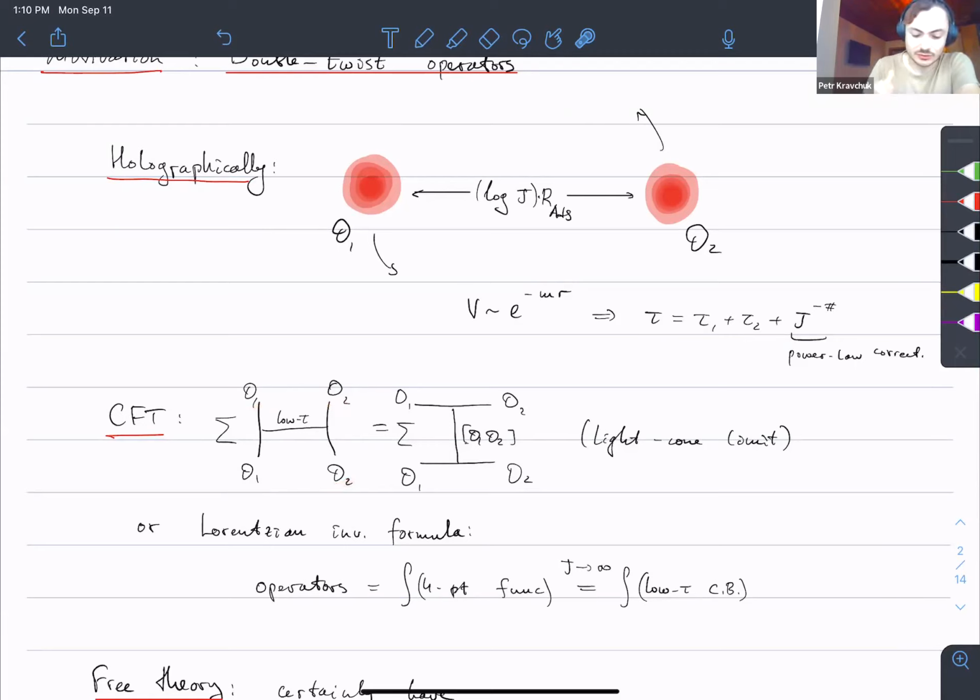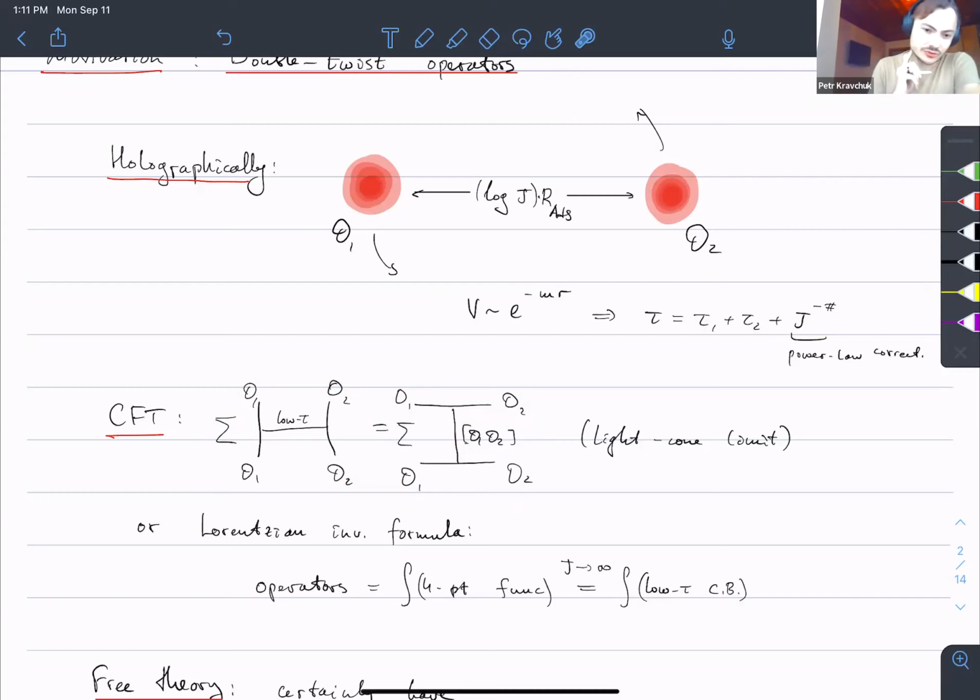And then you look at the particular limit, which is not going to be important for this talk. But the idea is that in this limit, in one channel, you have exchange of operators of low twist, which you should think about as related to these massive exchanged particles. And you find that in order to reproduce these contributions in the cross channel, you need to insert some sequence of operators. And these operators are precisely these double twist operators.